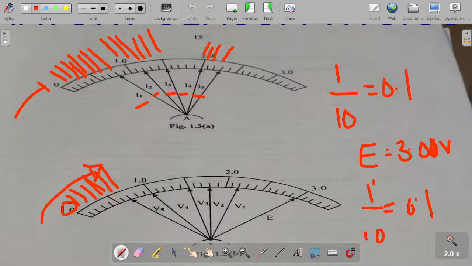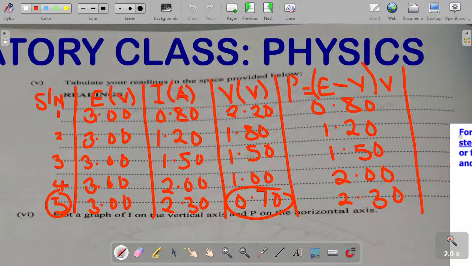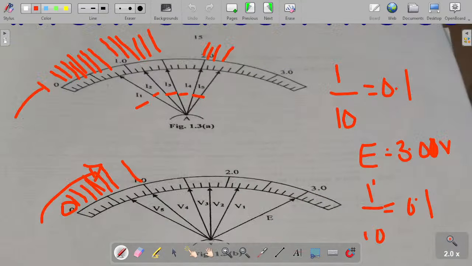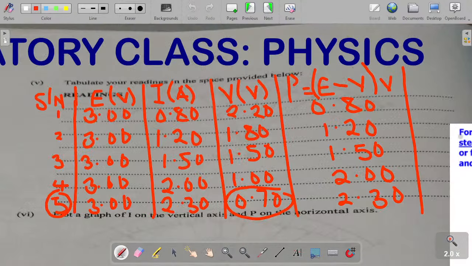Then from there, we move toward V4. V4 is now what? It's at 1. V4 is now 1.00. All your values must be to 2 decimal. Then V3 is now what? Here is now 1.1, 1.2, 1.3, 1.4, 1.5. V3 will give us 1.5.